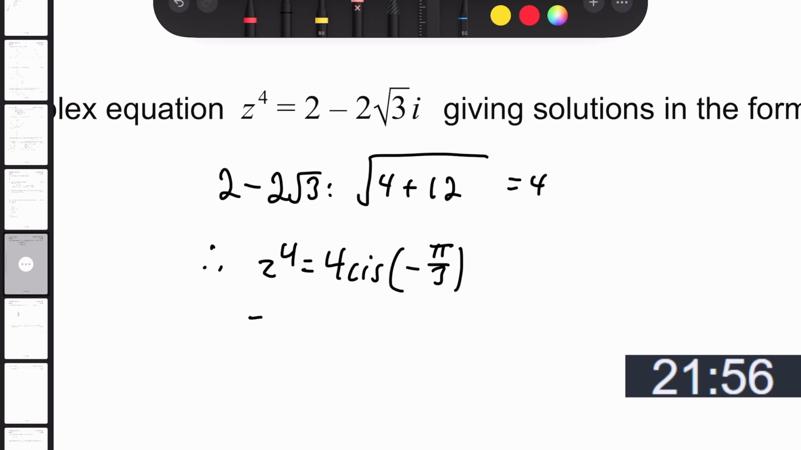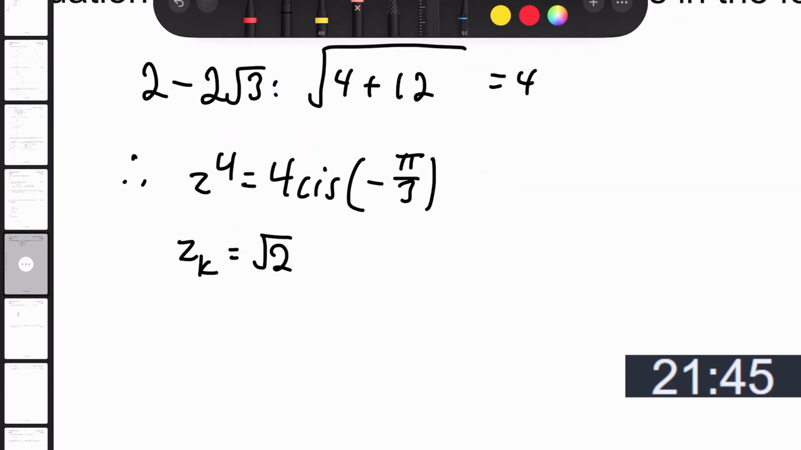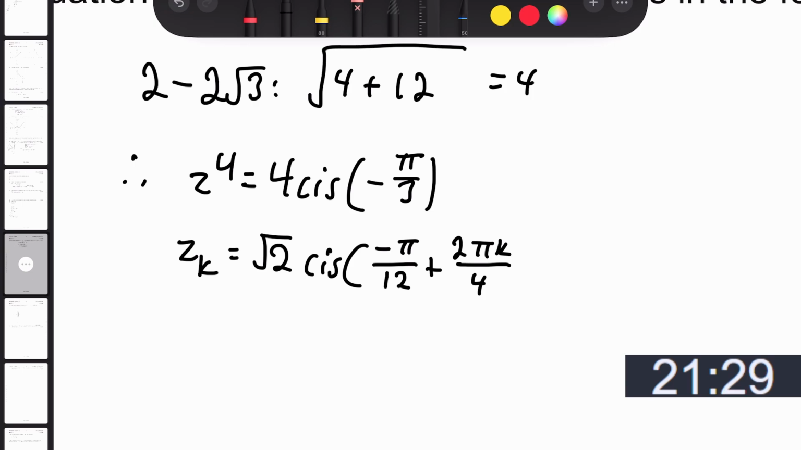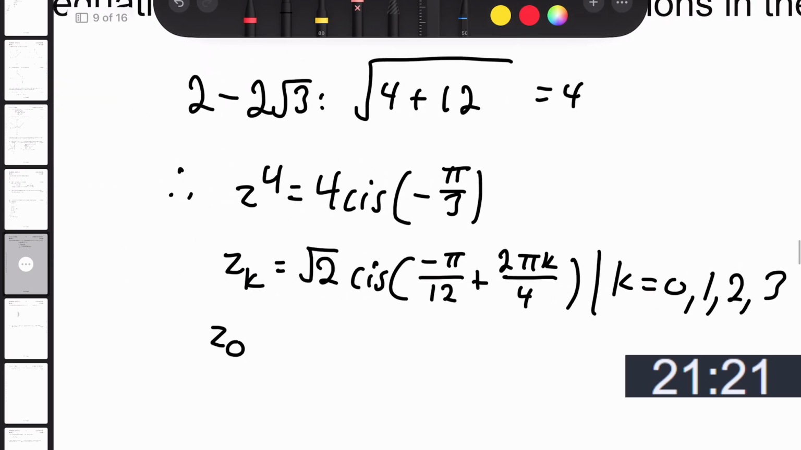So yep. So then let's say z to the k is going to equal square root of 2 cis of theta. Okay, so square root of 2 cis of negative pi on 12 plus 2 pi k, all on 4, given that k is equal to 0, 1, 2, and 3. So then we have that z0 is going to be square root of 2 cis of negative pi on 12.